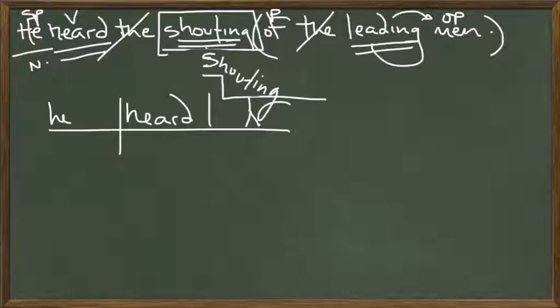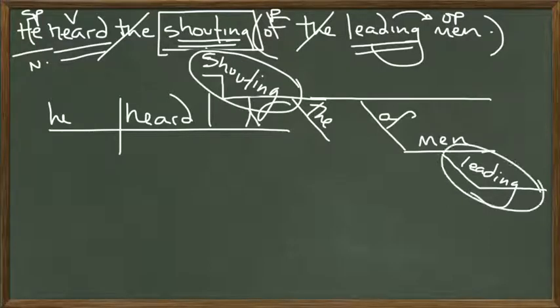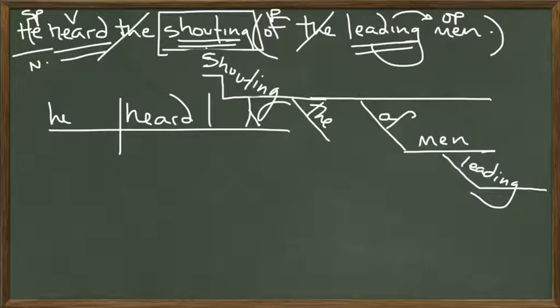He heard the shouting of men. Leading is a participle, and we also diagram it in a rather strange fashion. So we'll draw, again, what looks like a participial or a prepositional phrase diagram underneath men. But then, just like shouting, we'll slant the word across both lines. So we'll have leading, just like we did with shouting. So this is how we diagram gerunds. This is how we diagram participles, for those of you learning how to diagram English sentences.